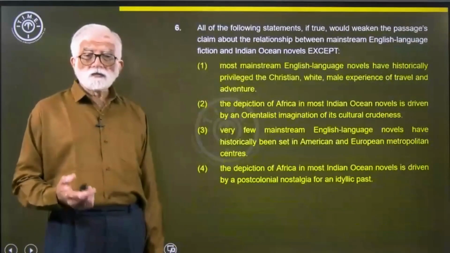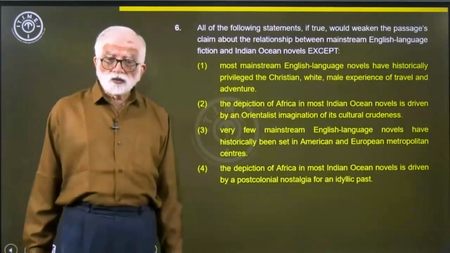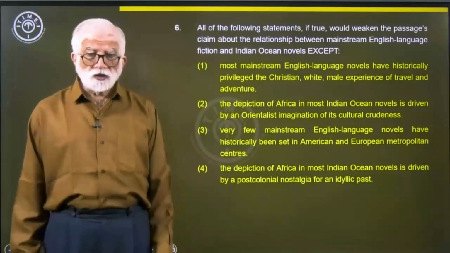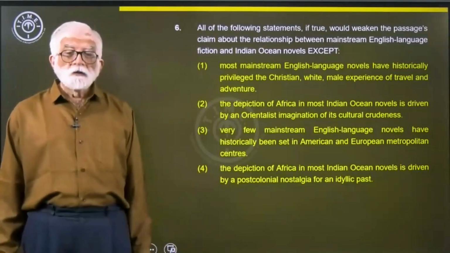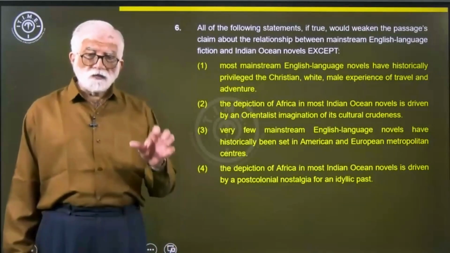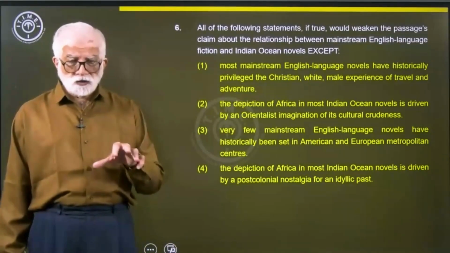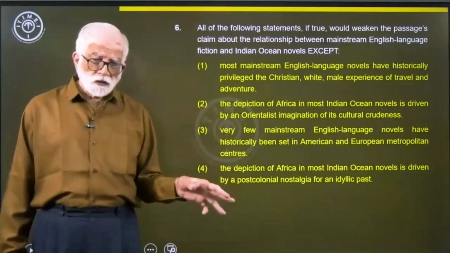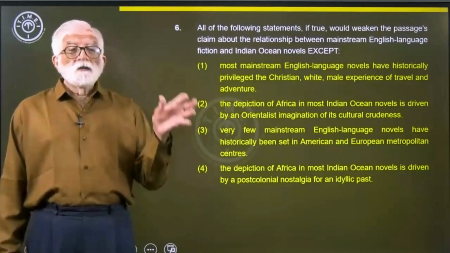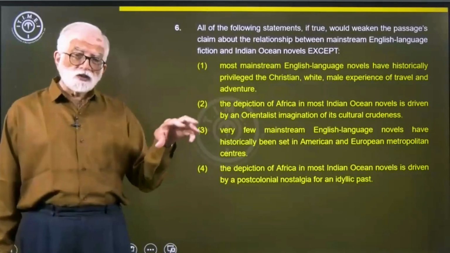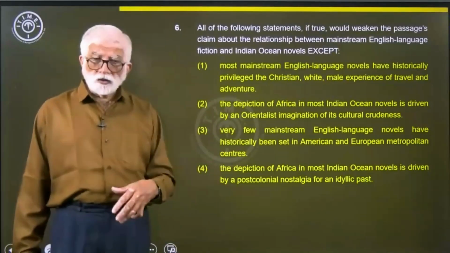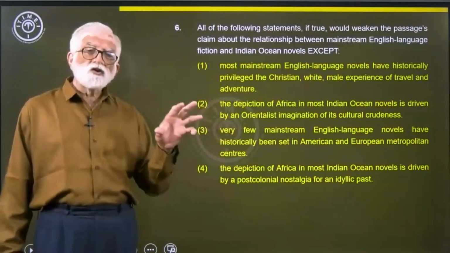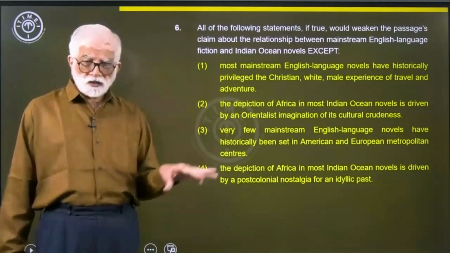Moving forward, all of the following statements, if true, would weaken the passage's claim about the relationship between mainstream English language fiction and Indian Ocean novels, except. Now, what the person told us is that mainstream English language fiction focused on Europe, on the US, and on England. Those are the mainstream ones. But it's these novels, the ones the person wants to talk about here, that actually focus on the Indian Ocean. In other words, mainstream English language fiction did not focus on Indian Ocean areas.